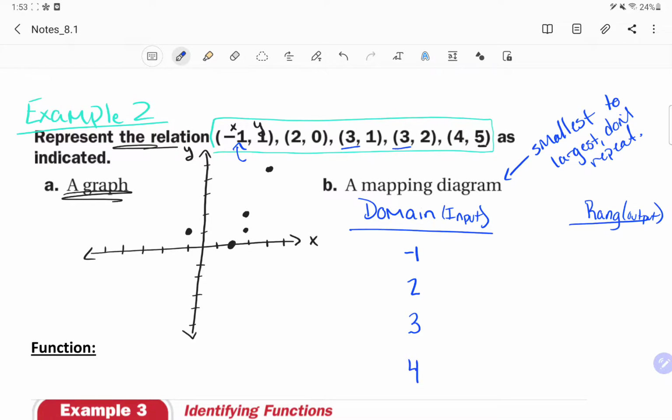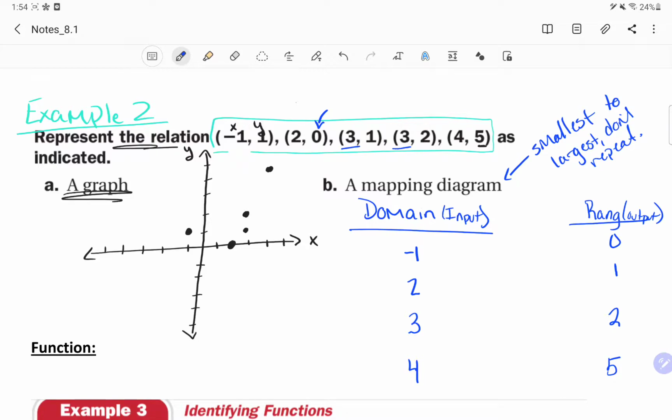Same thing with the range. Range, remember, is our y values, so it's our output. We're going to look for our smallest output or our smallest range. So 0 would be our smallest y value. And then I see a 1. There's 2 1s, but again, we don't repeat, so I'm only going to write it once. And then I see a 2, and then the next smallest one I see is 5. So this is basically the start of mapping. List the domain and list the range from smallest to largest, but don't repeat anything.